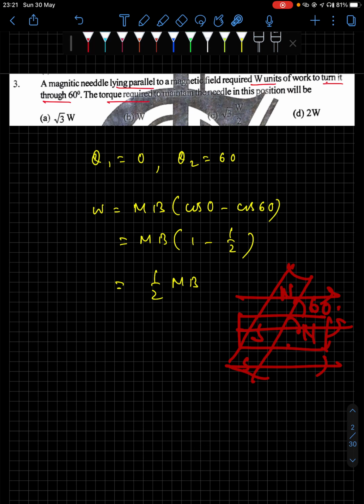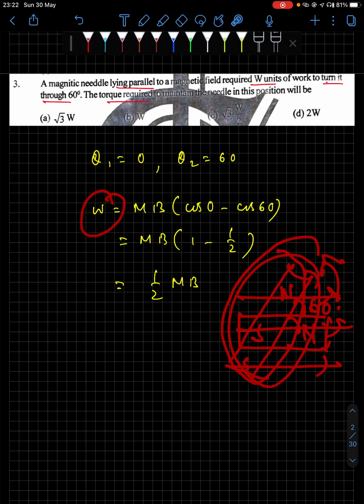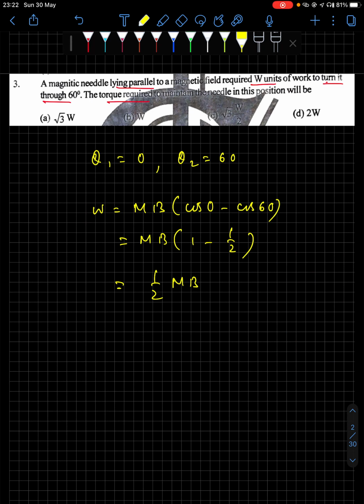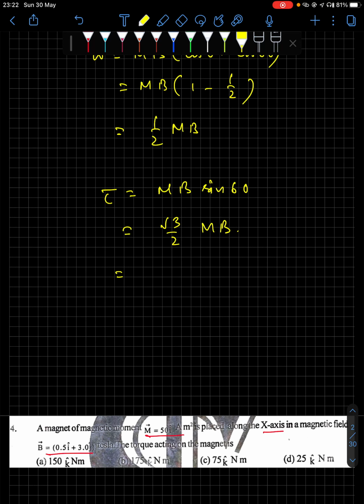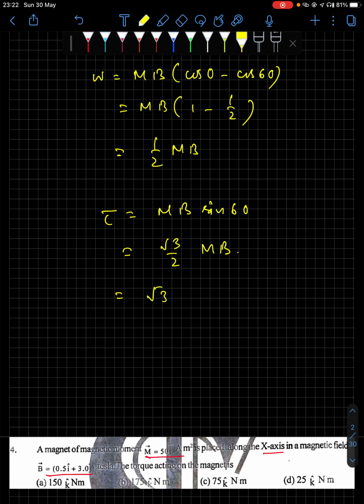Now to hold this magnet here, because you are rotating it against the field, you are doing W amount of work. To hold this magnet in this position, what is the amount of torque needed? So tau is equal to MB sine 60. What is the value of sine 60? Square root of 3 by 2. So square root of 3 by 2 MB. Now half of MB is W, therefore you have square root of 3 W. So your answer is square root of 3 W, option number A.